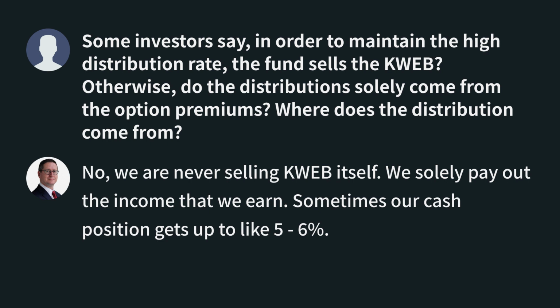Some investors say that, in order to maintain the higher distribution rate, the fund sells Kwab. Otherwise, does the distribution solely come from the option premiums? Where does the distribution come from? No, we are never selling Kwab itself. We solely pay out the income that we earn.